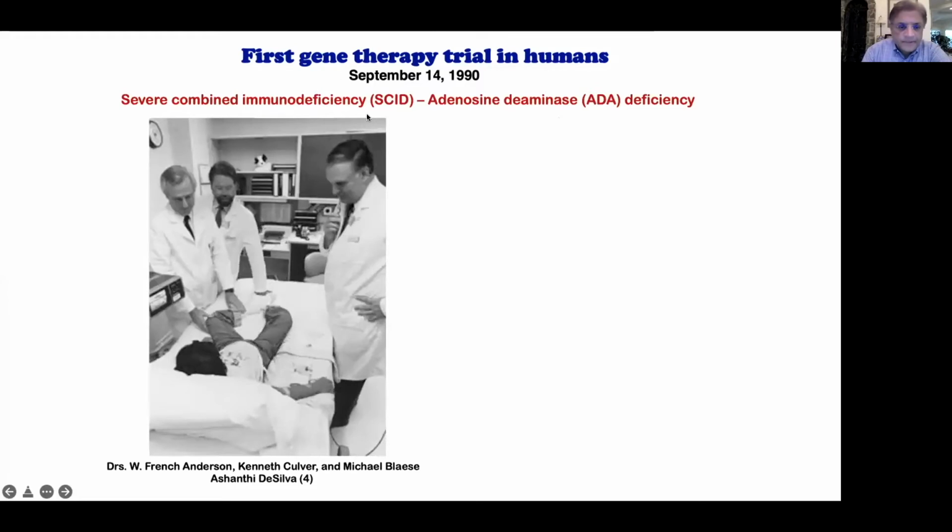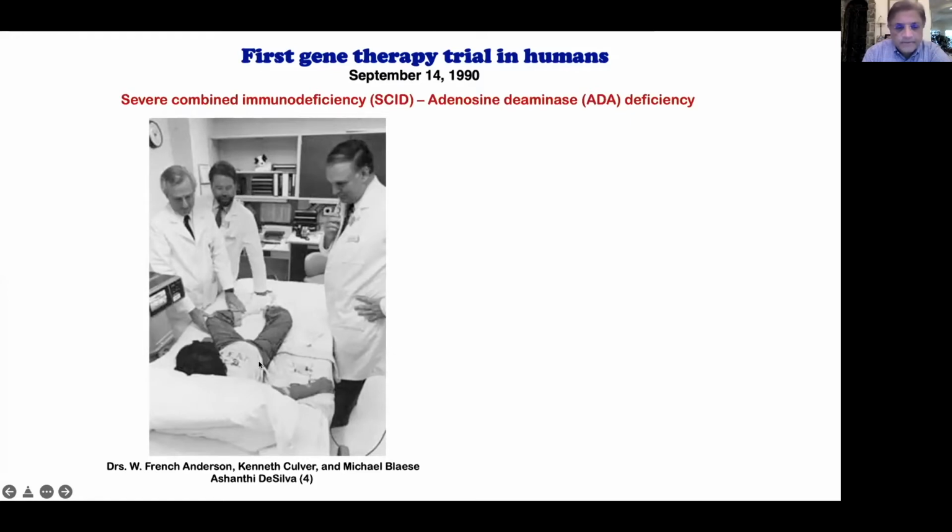So this trial was done by 3 doctors here: Dr. French Anderson here on the left, Dr. Ken Culver, who was actually a fellow and did the actual infusion, and this is Dr. Michael Blaese. This is a 4-year-old girl. Her name is Ashanti da Silva. She was the very first recipient of gene therapy.